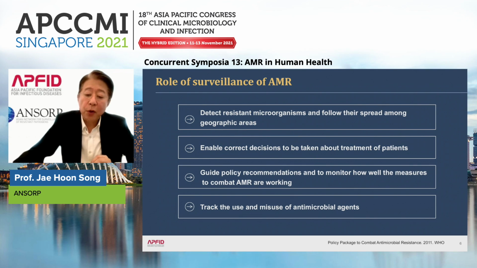AMR surveillance is done to detect resistant pathogens and follow their spread among geographic areas to enable correct decisions for treatment, to guide policy recommendations, to monitor the effectiveness of measures taken to combat AMR, as well as to track the use and misuse of antimicrobial agents.